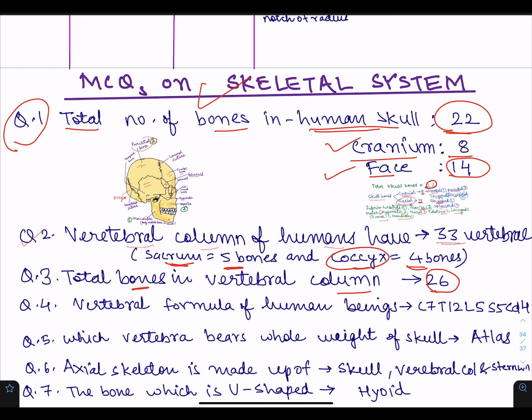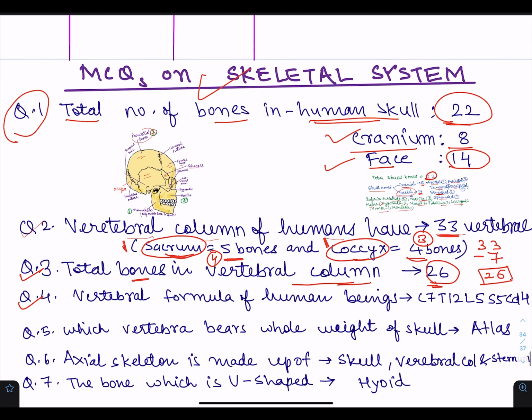So see, if we consider sacrum as 1 bone and coccyx as 1 bone, then we subtract 4 here and 3 here. So we subtract 7 out of 33. This makes 26. This is how we say the total bones in vertebral column are 26 and total number of vertebrae, actually they are 33, but if we consider the fused vertebrae as 1, then they are 26. So you have to answer accordingly how the question is asked.